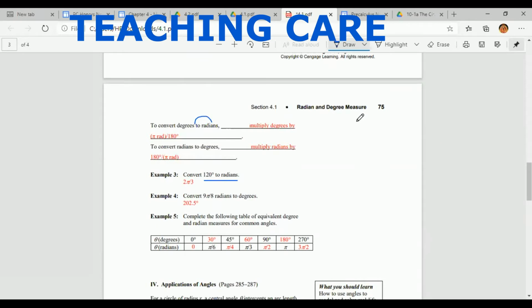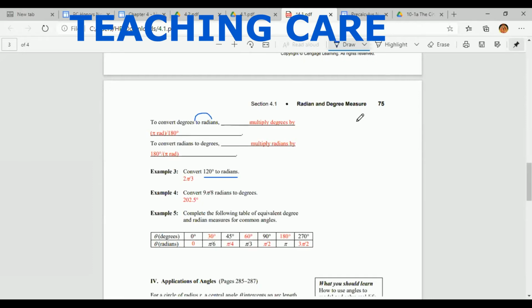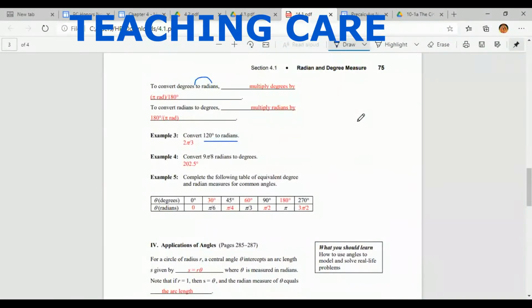Got it. So converting 120 degrees to radians, that'll just be 2 pi over 3, and converting 9 pi over 8 from radians to degrees will be 405. Oh wait, sorry, no, that's 9 pi over 8, so it'll be 202.5. Sorry, I thought it said something else. Okay, no problem. So for each and every degree, they have given the radian measure here.